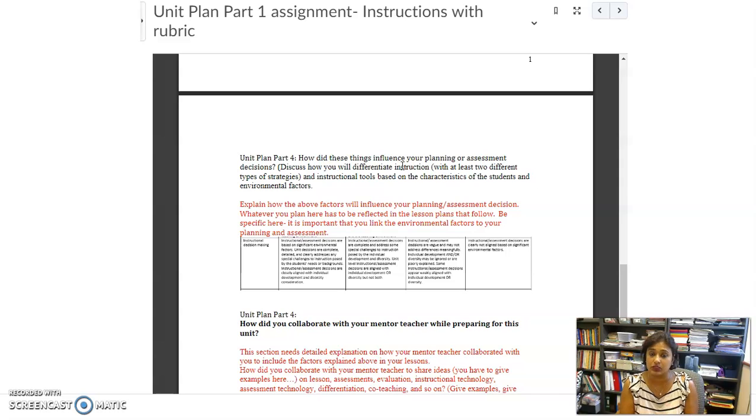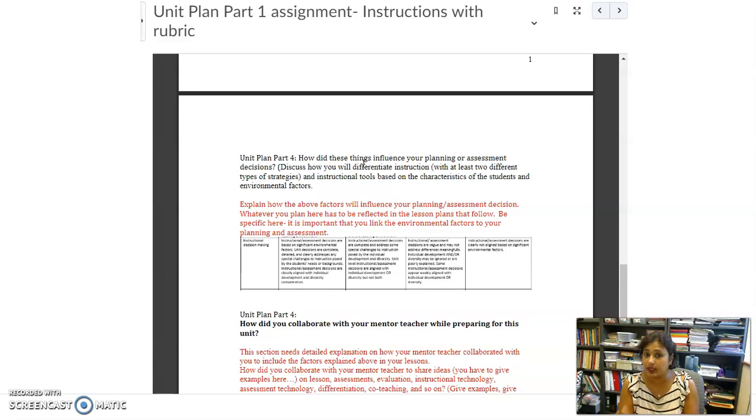Suppose your students have very low reading levels. So my instructional decision would be, because the students have such low reading levels, questions were read out to them or I provided reading aids and things like that. So this is where you explain how it helps you in your planning. Whatever you do here, you have to follow it up in your lessons that you create.